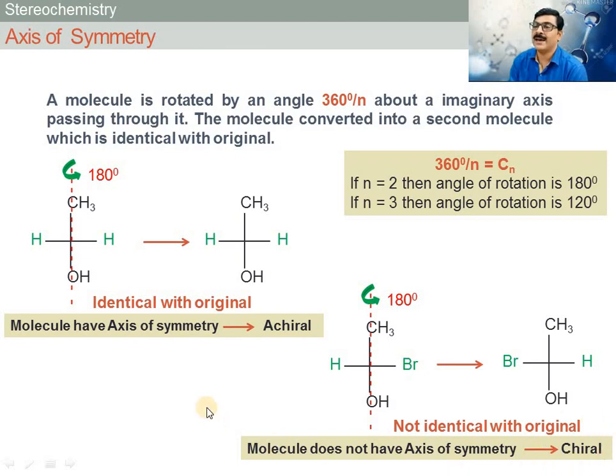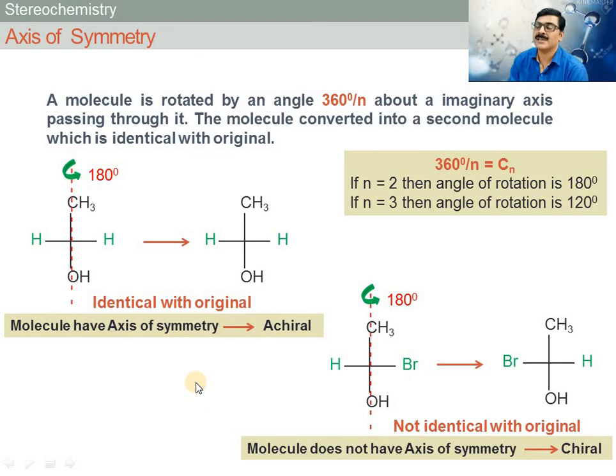Now these three are the symmetry elements. First one is plane of symmetry, second is center of symmetry, and third is axis of symmetry. If the molecule contains all these three types of symmetry, then such molecule is an achiral molecule, and if the molecule does not have all these three types of symmetry, then the molecule is called as chiral molecule.